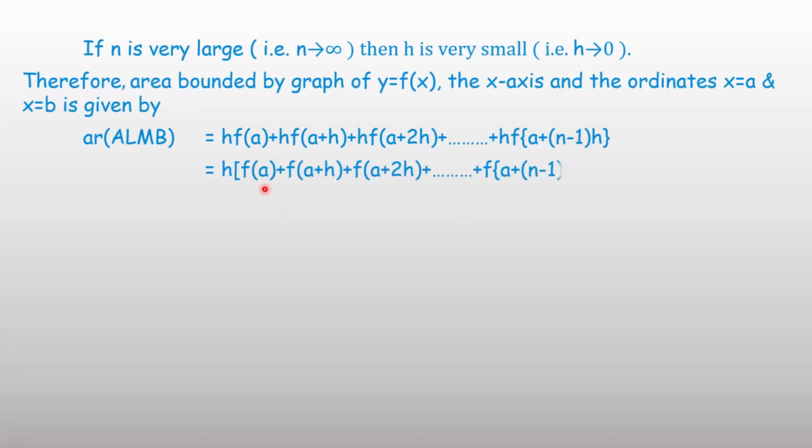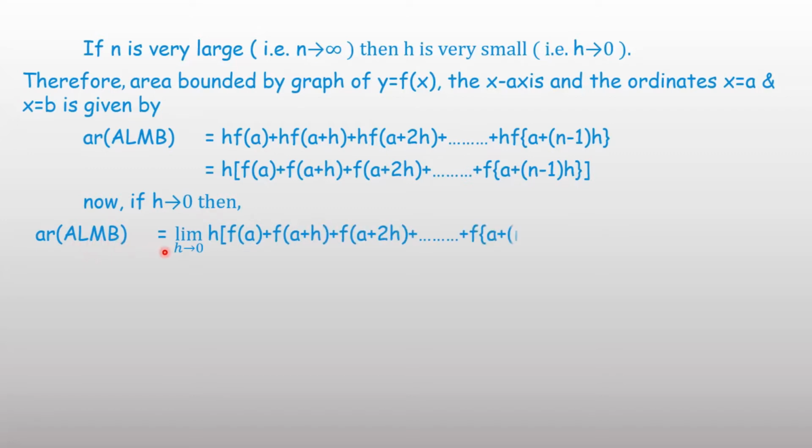h common inside the bracket: f(a) plus f(a+h) plus f(a+2h) up to f(a+(n-1)h). If h tends to 0, then the area of ALMB we can write as limit h tends to 0 of h into [f(a) plus f(a+h) plus f(a+2h) plus ... plus f(a+(n-1)h)]. Write this as equation second.